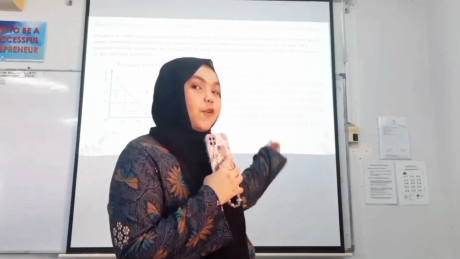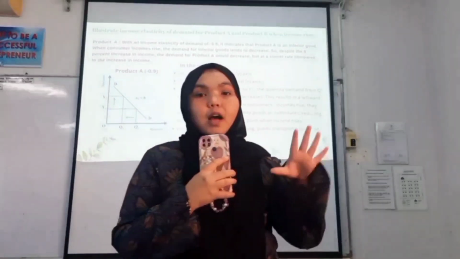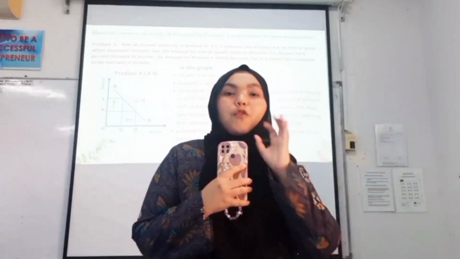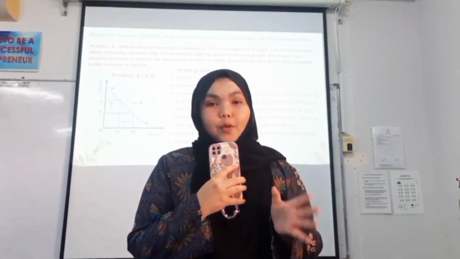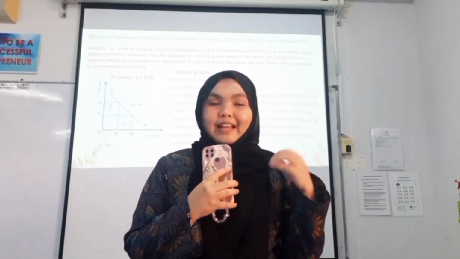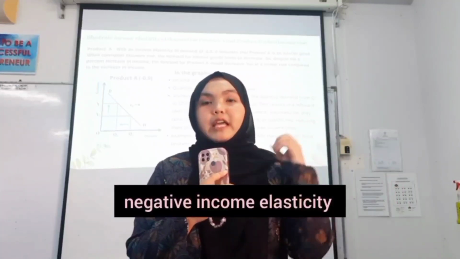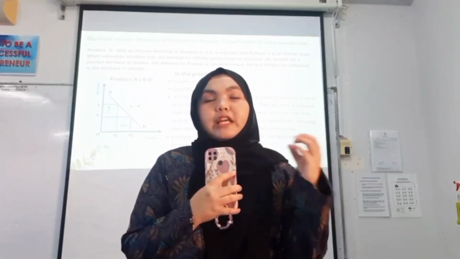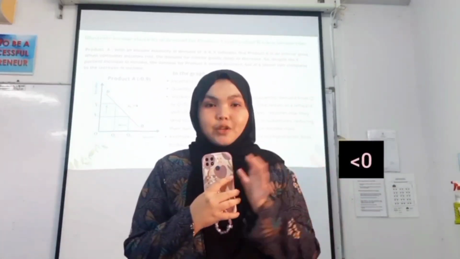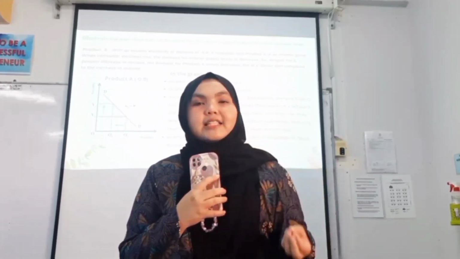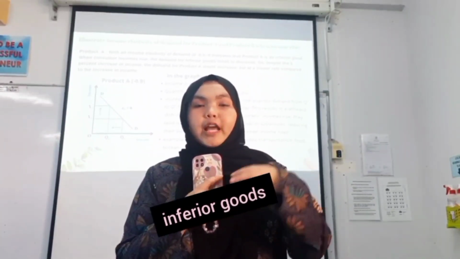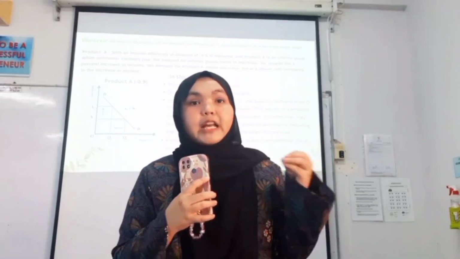This is the slide for product A. I'm going to explain first. As you can see, product A is negative 0.9, so we can determine product A has a negative income elasticity. Why negative income elasticity? Because it is less than 0, and we can consider product A as an inferior good. Next I'm going to explain what happens in the graph and relate it to our question.